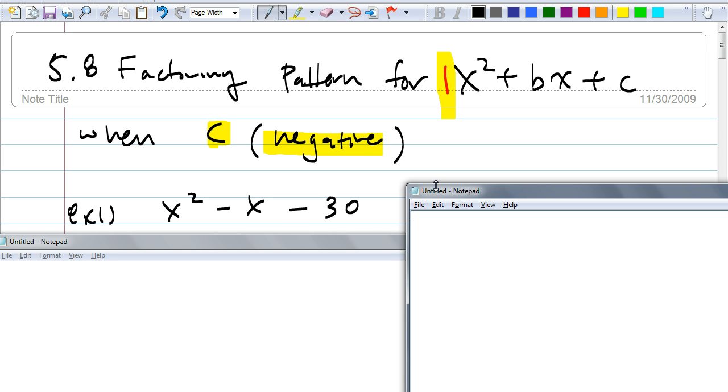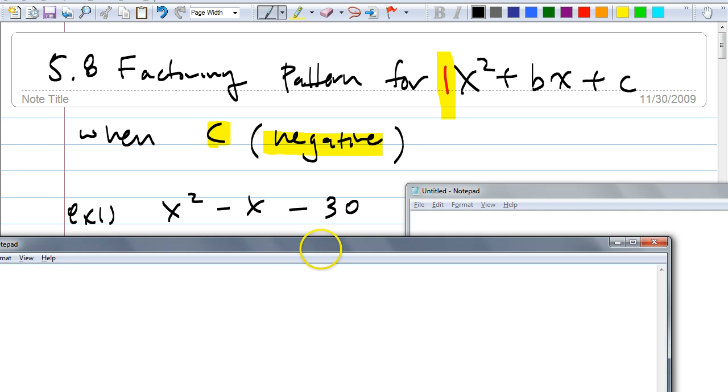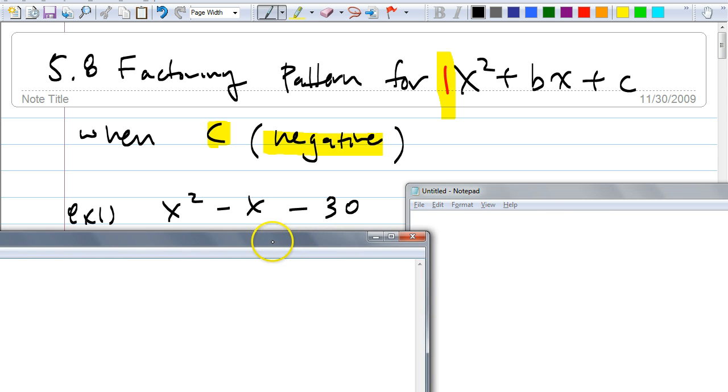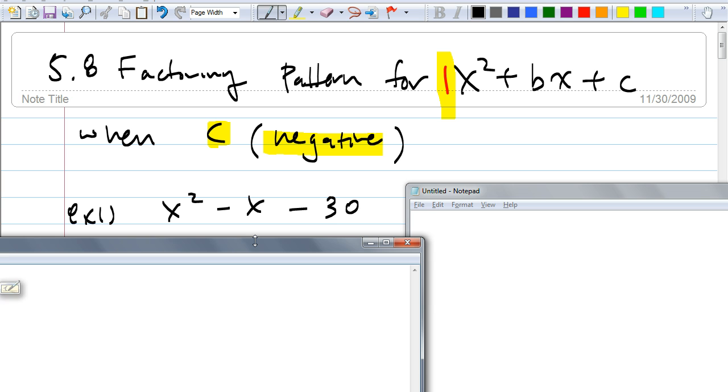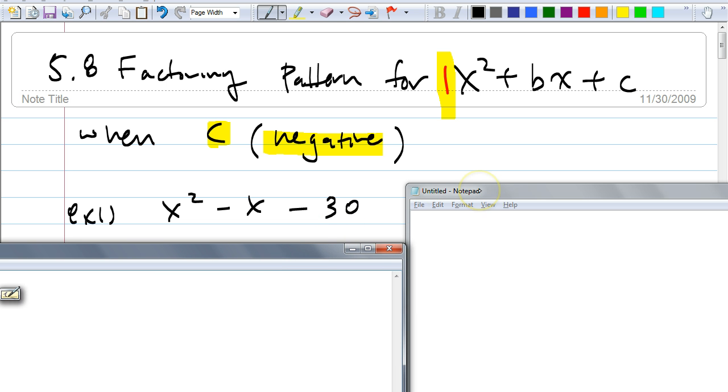Okay, so let's start with our first example. x² minus x minus 30. Okay, so we have x² minus x minus 30. And what do you guys think? Take a wild guess. What are we going to do with this negative 30? We're going to figure out how the product is a positive and negative. Right, we're going to figure out two numbers so that the product of the two numbers is negative 30.